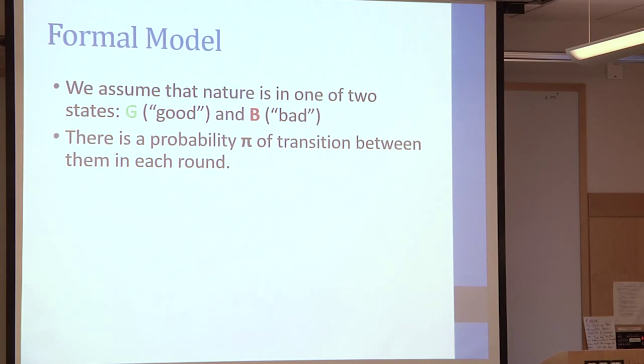Good. So let's first formalize what is the decision problem we're now facing. So again, nature can be either good or bad. And now there will be some probability pi of nature switching state, and think of pi as something small. Okay, if nature changes very quickly, then there's no learning, right? You're not really learning its state if it changes frequently.